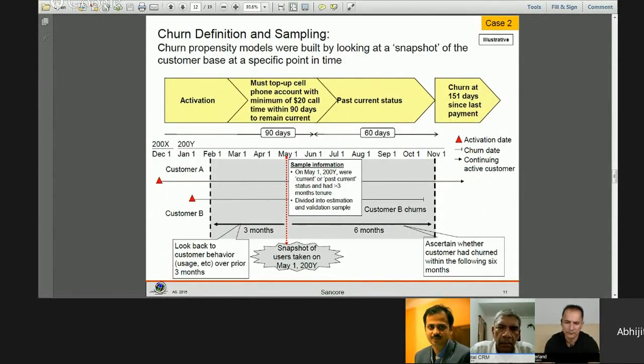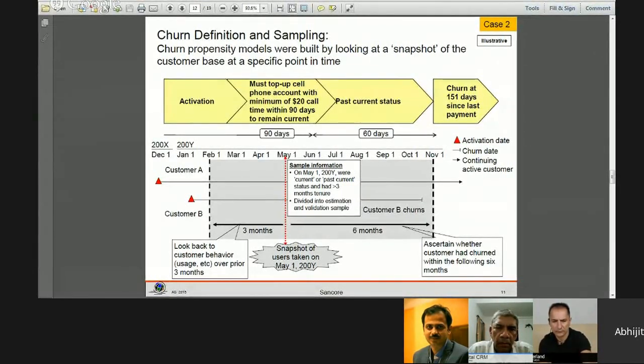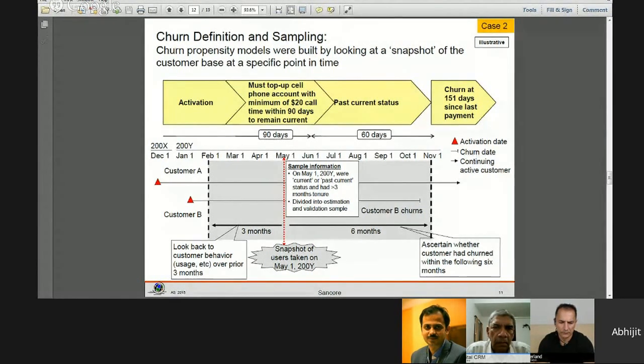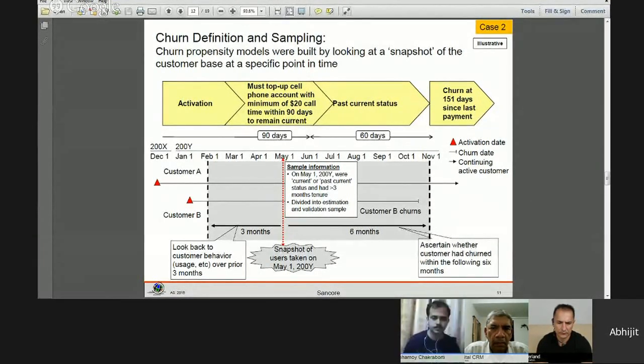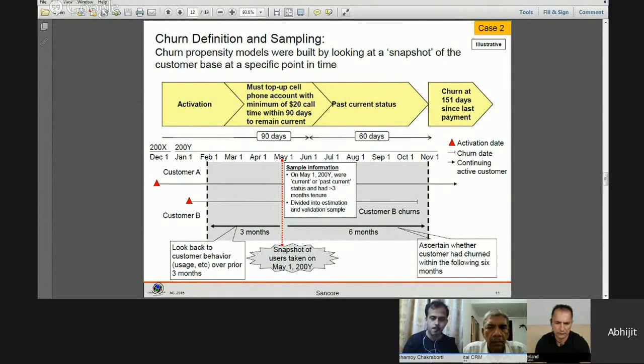So this is again another detailed slide. As you can see, there's a lot of stuff here, but let me take you through it very briefly. You see the red line in the middle. It's a snapshot of users taken on May 1, 2005. That was when the snapshot of data was taken of all the variables, all the static variables. And then we observed it for the next 6 months, going forward, to see how many customers churned. So you actually had to take another data snapshot 6 months after that red line.